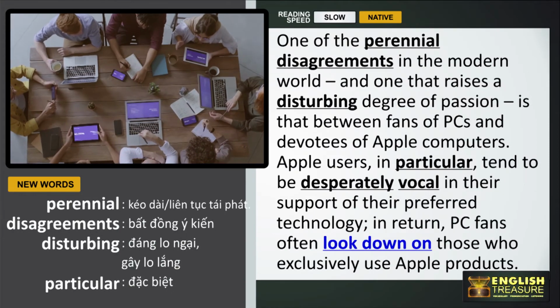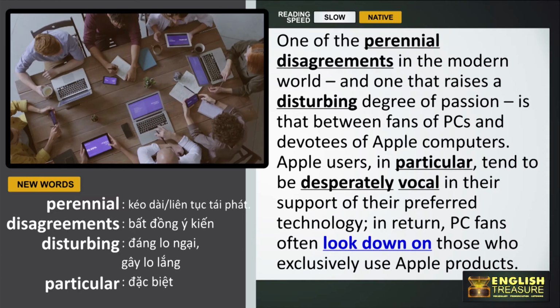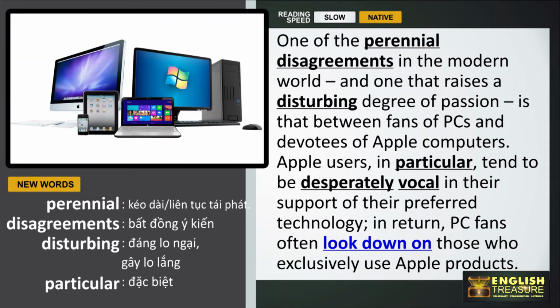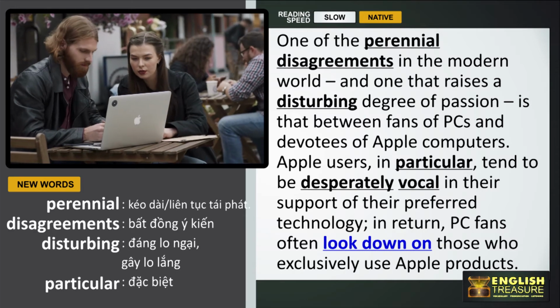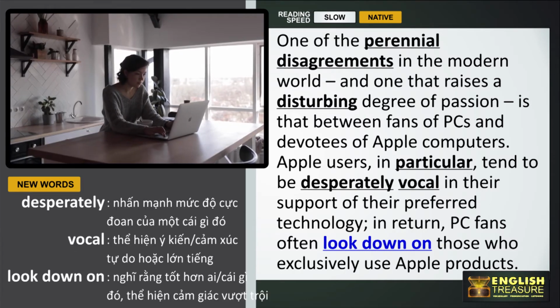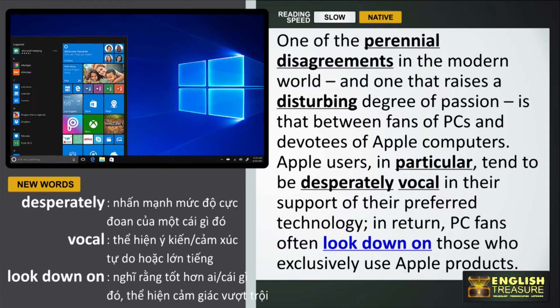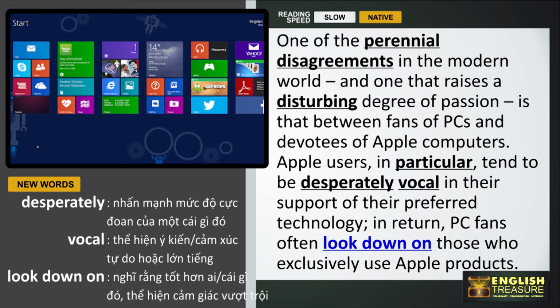One of the perennial disagreements in the modern world, and one that raises a disturbing degree of passion, is that between fans of PCs and devotees of Apple computers. Apple users in particular tend to be desperately vocal in their support of their preferred technology. In return, PC fans often look down on those who exclusively use Apple products.